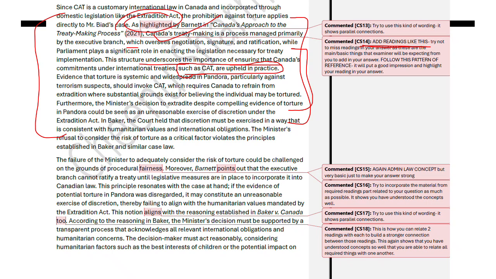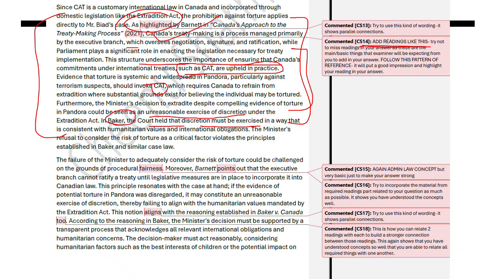Evidence that torture is systemic and widespread, particularly against terrorism suspects, should invoke CAT, which requires Canada to refrain from extradition where substantial grounds exist for believing that the individual may be tortured. Furthermore, the minister's decision to extradite despite compelling evidence could be seen as an unreasonable exercise of discretion. In Baker, now we have used a case, the court held that discretion must be exercised in a way that is consistent with humanitarian values and international obligation. You don't need to put the whole case, just those lines which are directly related to your analysis.